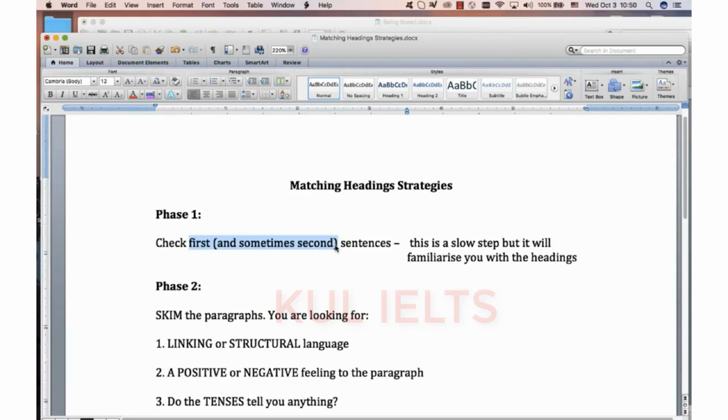The 2 ways that we've seen is big paragraphs, probably first and second sentence, and then also look at the style of the writer. Maybe his first sentences are just meaningless, and then you will need to use the second one. So for phase 1, for this matching headings, we're going to check first and second sentences.